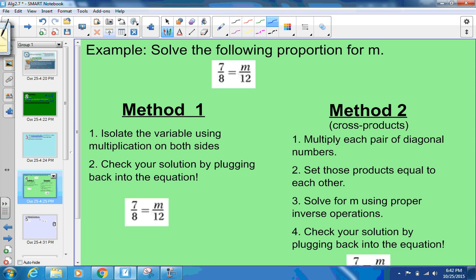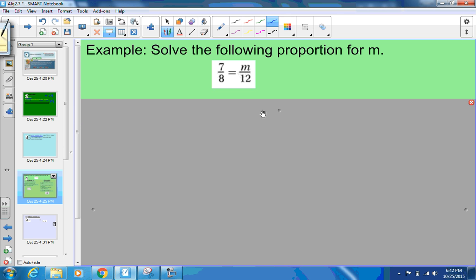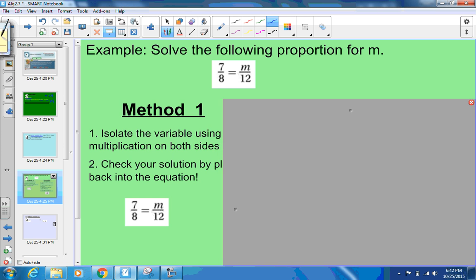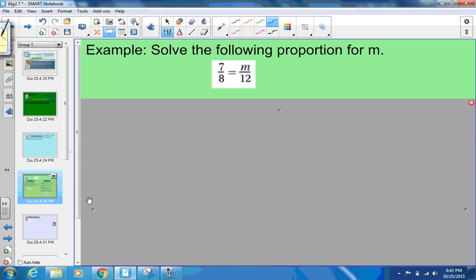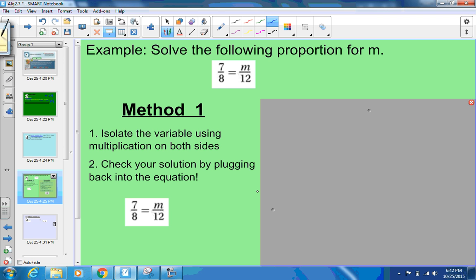So here's the example. It says solve the following proportion for m. We have 7/8 equals m/12. Okay, 7/8 equals m/12. We're trying to solve for m.